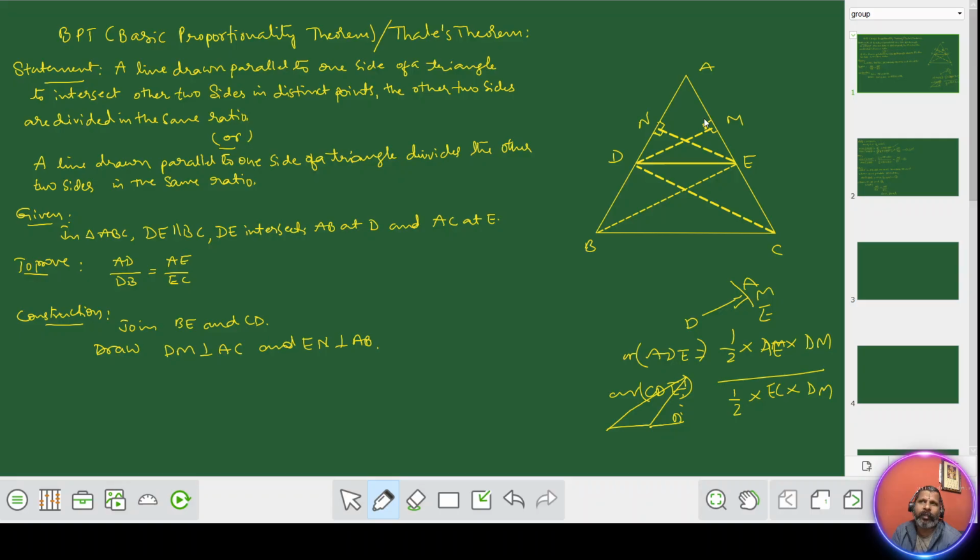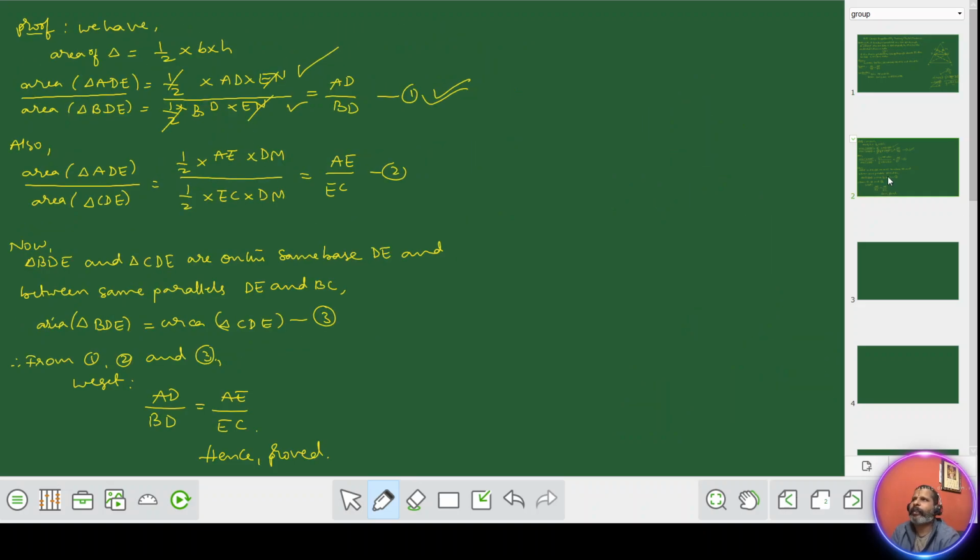I'm repeating, just check out. Area of triangle ADE is half into AE into DM. The first time we made AD as a base, so EN will become height. Now AE we are making it as a base, so DM will be height. So next, area of triangle CDE is half into base EC and height DM. Check out what I have written here.